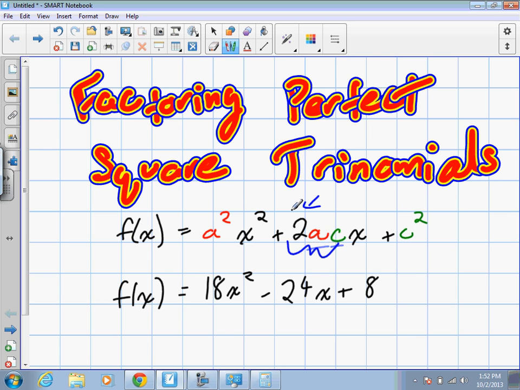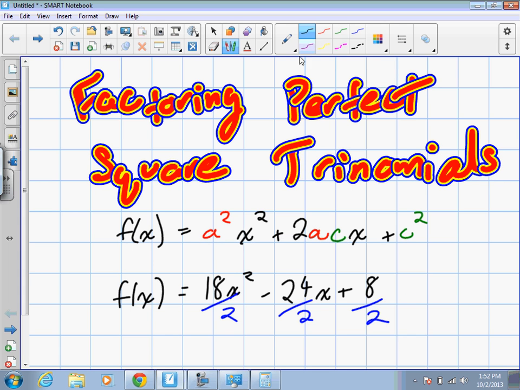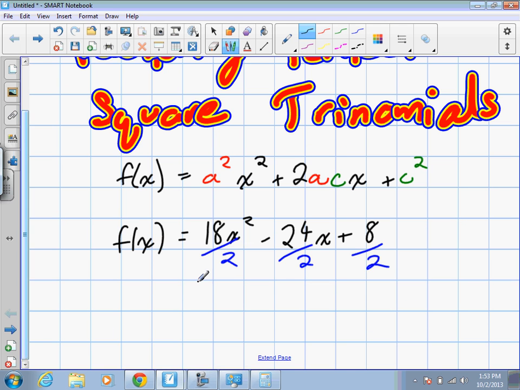Now when we're factoring, we always look for a common factor first. So I'm going to show you this. This is actually a perfect square trinomial, but first we're going to common factor. What's a common factor here? 2. We take the number 2 out of each of these. So always keep that in mind. We always look for the common factor first. That gives us a value of 2 times 9x squared minus 12x plus 4.